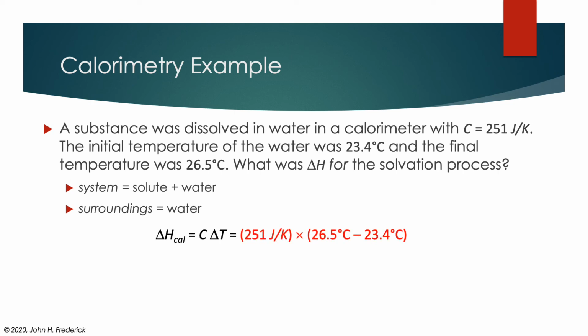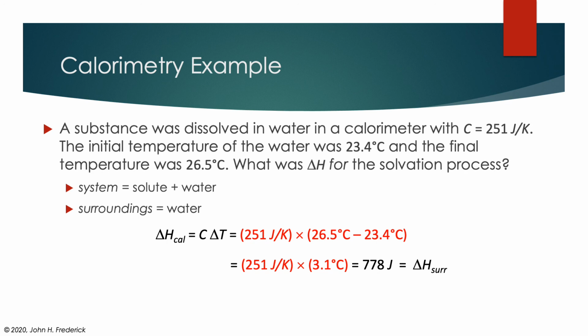So in this case, the enthalpy change of our calorimeter is going to be the heat capacity of the calorimeter times its change in temperature. We're given the heat capacity as 251 joules per Kelvin. We're given the initial and final temperatures, so those are listed here. So this enables us to calculate that the enthalpy change of the calorimeter, and therefore that is the enthalpy change of the surroundings around the system, is 778 joules.